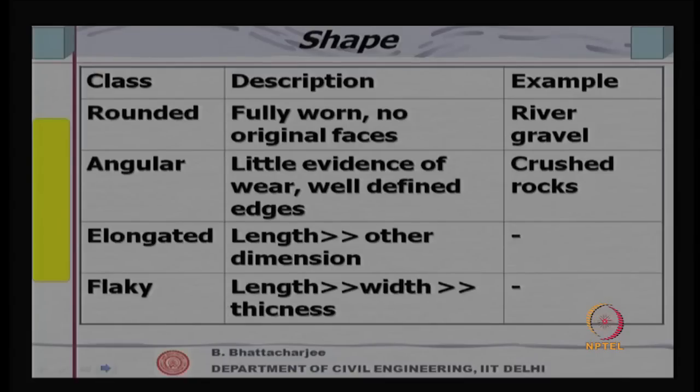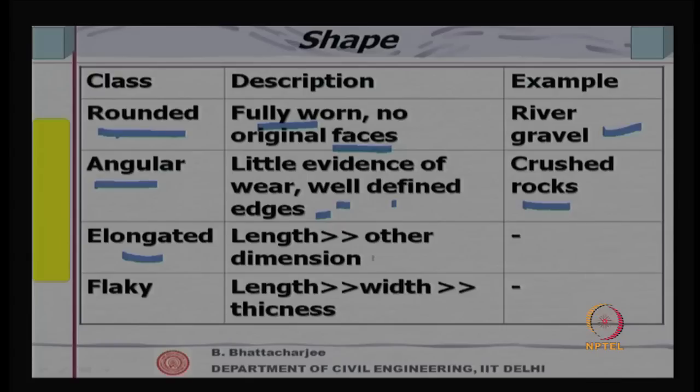Right. So, shape wise, if we look at the classification, rounded is one of the classifications: fully worn, no original faces, that we call rounded. River gravel, for example, will be fully worn, all worn out, no original faces. Angular has little evidence of wear, well defined edges; you get that from crushed rocks. Now, there are various in-between shape classifications, but we have just listed a few here.